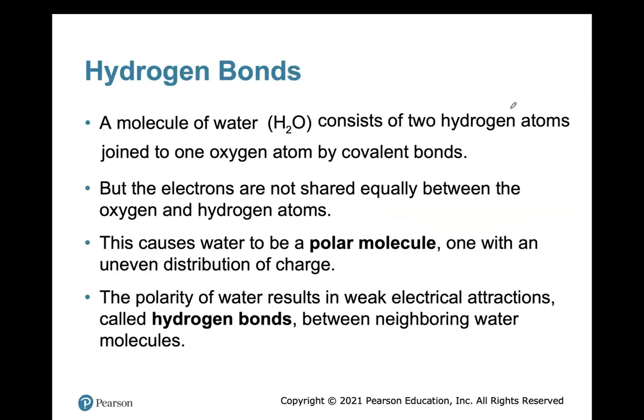Hydrogen bonds. A molecule of water, for example, consists of two hydrogen atoms joined to one oxygen atom by covalent bonds, but electrons are not shared equally between the oxygen and hydrogen atoms, and that causes water to be a polar molecule, which means it has an uneven distribution of charge. That means that one end of a water molecule is negative and one end is positive.